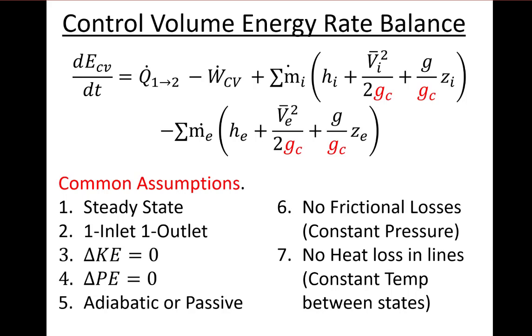Then we also neglect heat loss in the lines, just because we don't have to. That way we don't have to do another control volume just for the lines that are connecting, say, the boiler to the turbine.